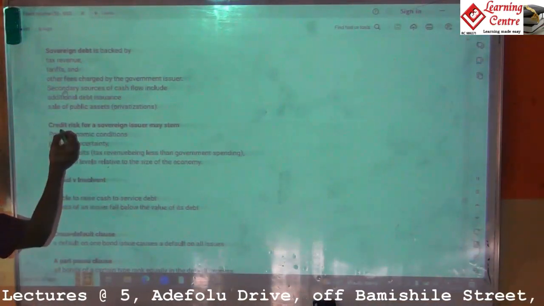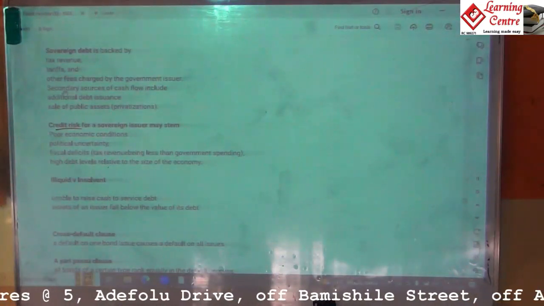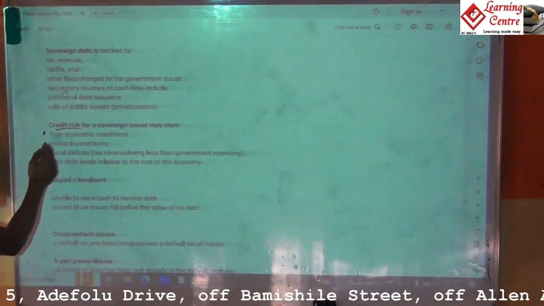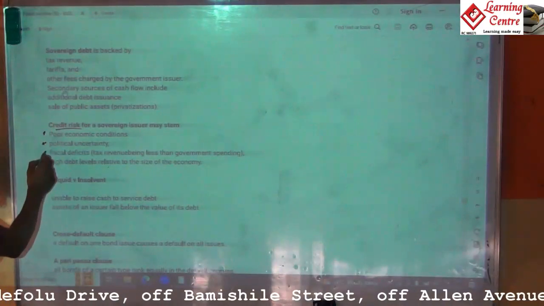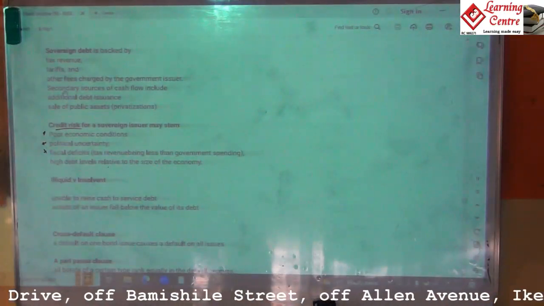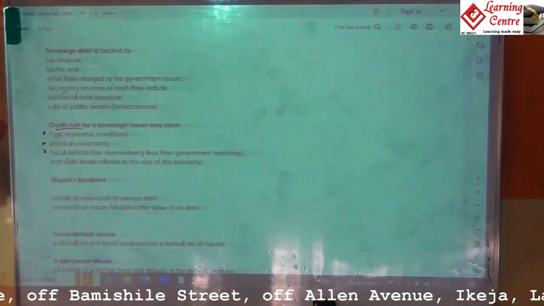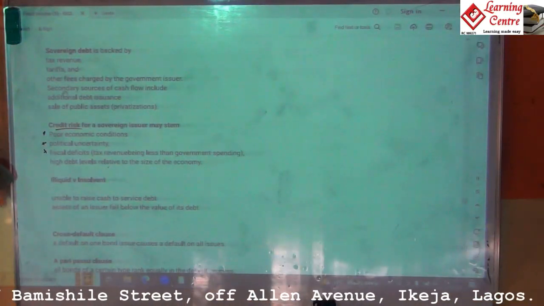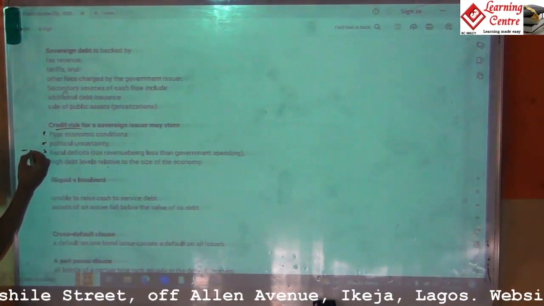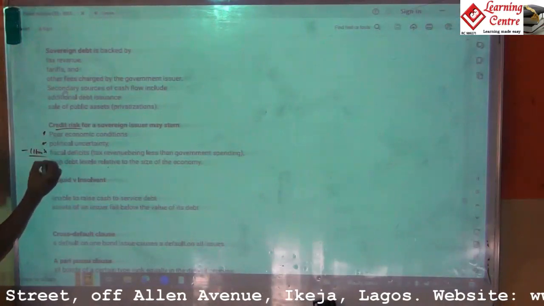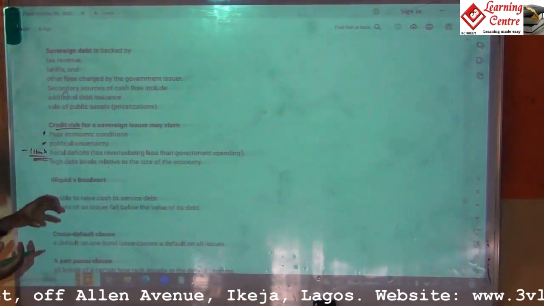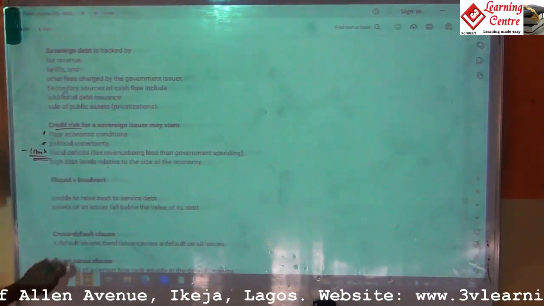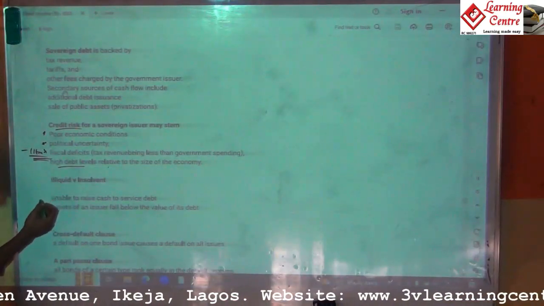Okay. Risks for sovereigns can come from where? Poor economic and political stability, and fiscal deficits. When we are constantly negative, all we are spending is more than what we earn, like Nigeria. Every time we are at like 11 trillion, and this keeps mounting, which then translates to high debt levels.